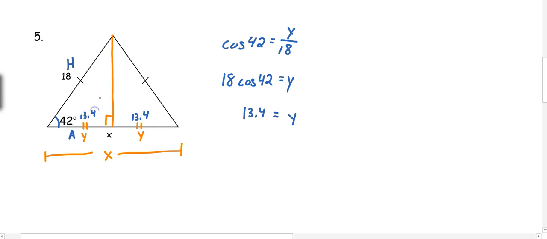So if I'm trying to solve for x, x is equal to 13.4 plus 13.4, which would get us 26.8.